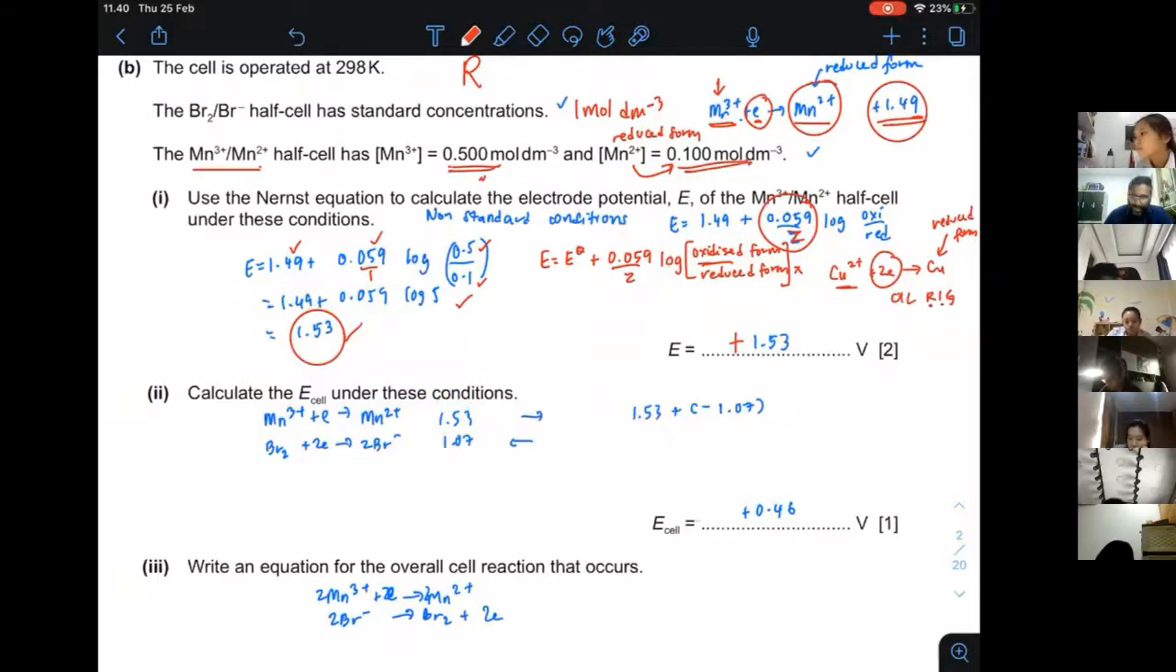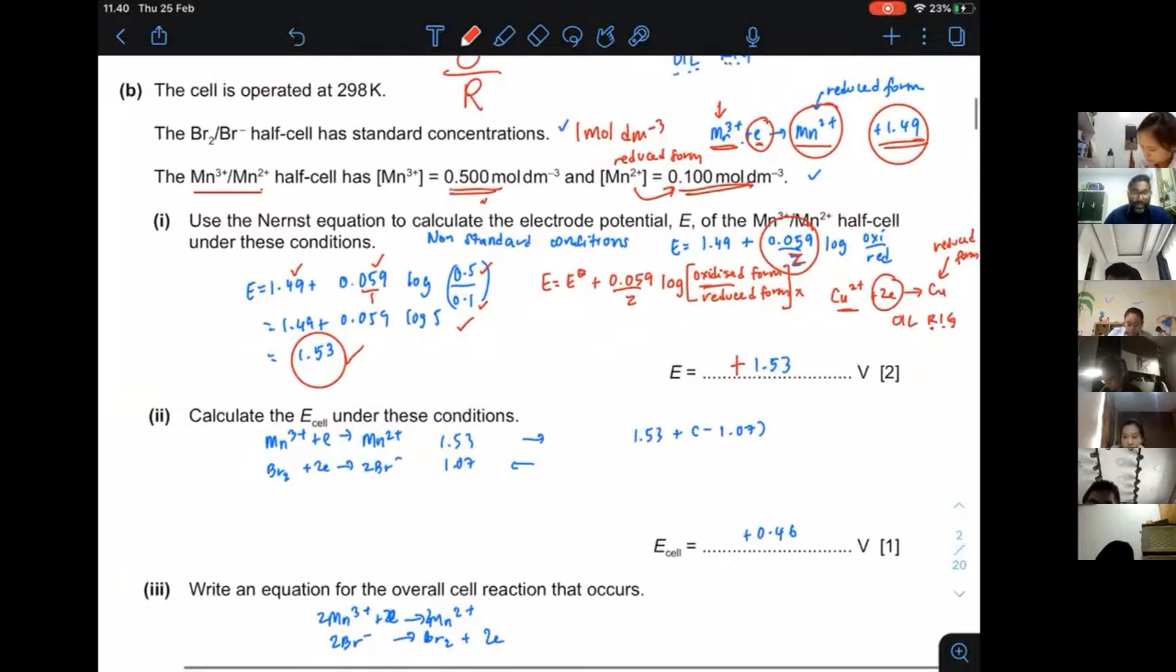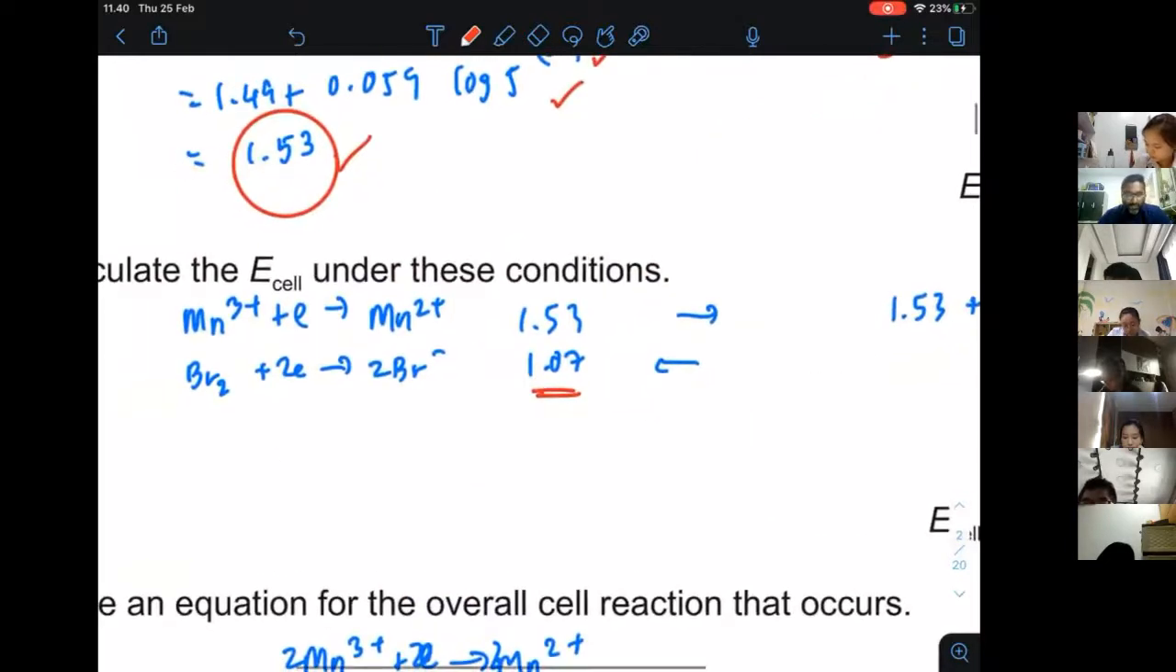Once I have that, I will look at my data booklet for the E value for Br2 becoming Br minus. When I compare, I need to find out which one is more positive, and then I put that to the right. Here I can see that 1.53 is more positive than 1.07, so this will move to the right. If it is moving to the right, I maintain 1.53 as positive.